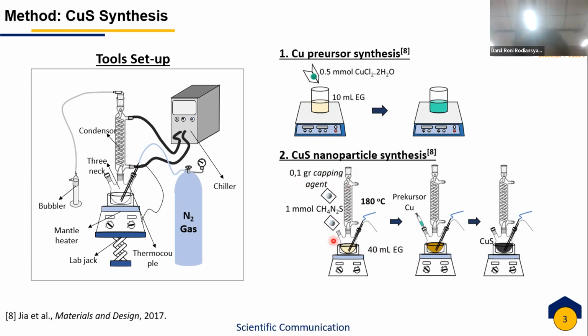Then the temperature is increased to 180 degrees Celsius. After the solution reaches that temperature, the copper precursor that has been made is injected into the solution so that the reaction occurs. The reaction was allowed to stand for 30 minutes to form a dark solution like this.